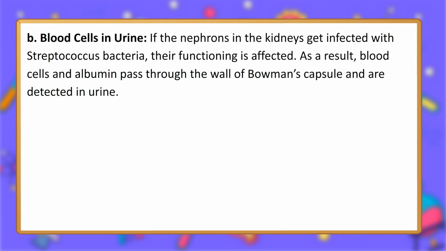B. Blood cells in urine. If the nephrons in the kidneys get infected with Streptococcus bacteria, their functioning is affected. As a result, blood cells and albumin pass through the wall of Bowman's capsule and are detected in urine.